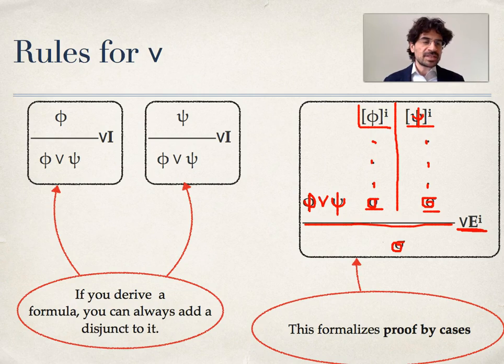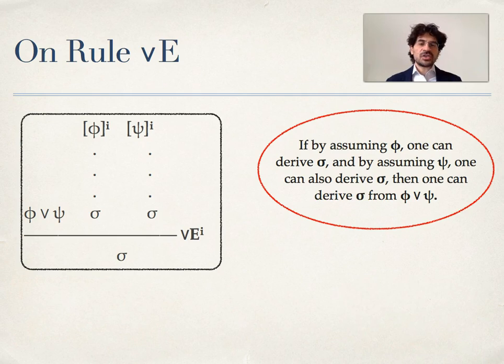And then notice that this rule for disjunction elimination is indexed to the number of our assumptions, so we can cancel our two assumptions here. What the rule of disjunction elimination says essentially is that if by assuming a formula phi you can derive sigma, and by assuming another possibly different formula psi you can again derive sigma, then you can derive sigma from the disjunction of phi or psi.